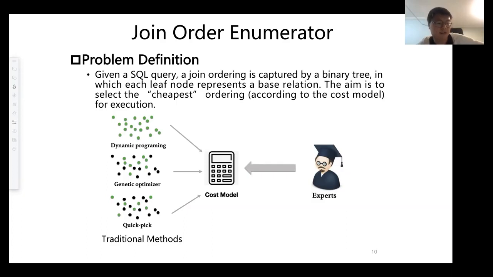The dynamic programming-based algorithm often selects the best plan, but it has very high computational overhead. Also, the plan generated by the dynamic programming algorithm may have a large cost due to wrong cost estimation. Some heuristic methods such as the genetic optimizer and the quick pick algorithm are proposed. They may generate plans more quickly, but some poor plans may be generated. So we need a learning-based join order selection algorithm.